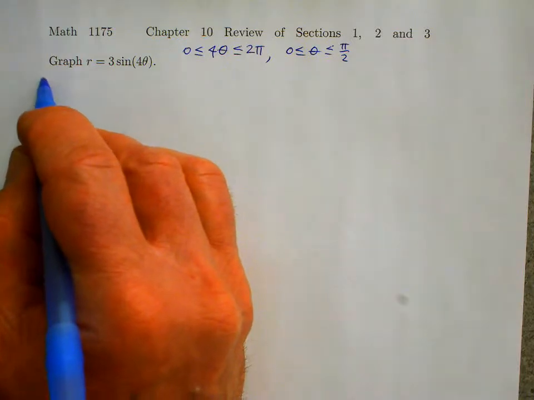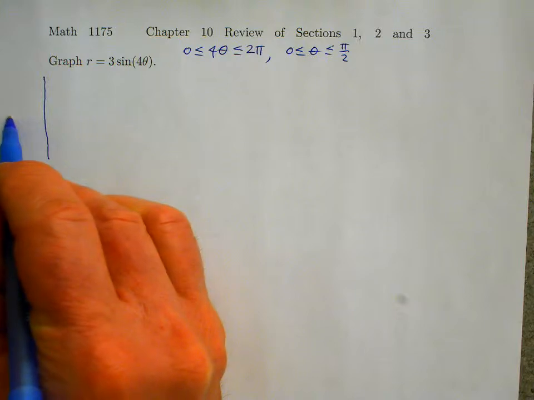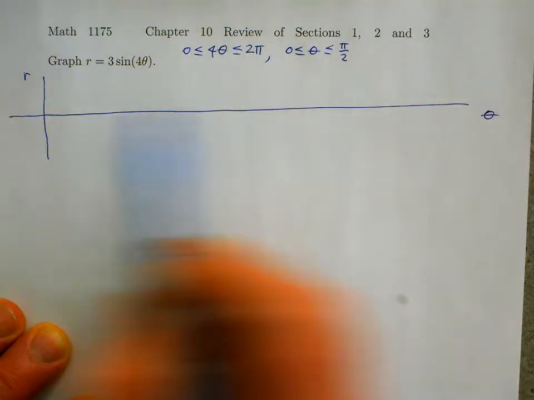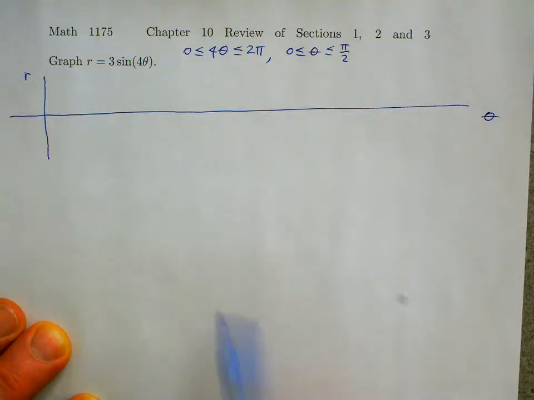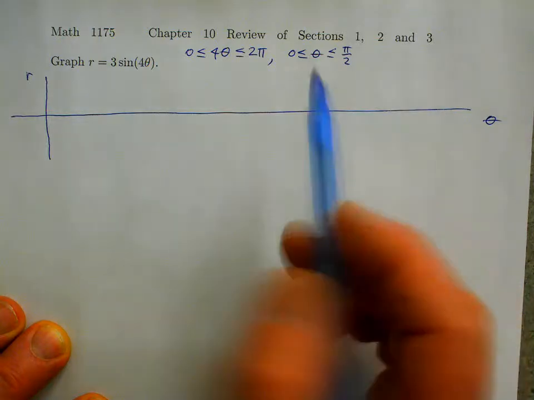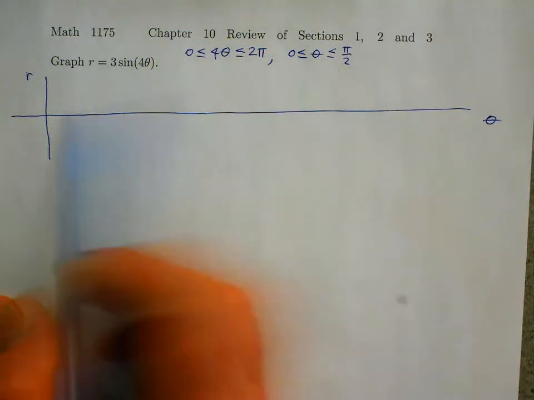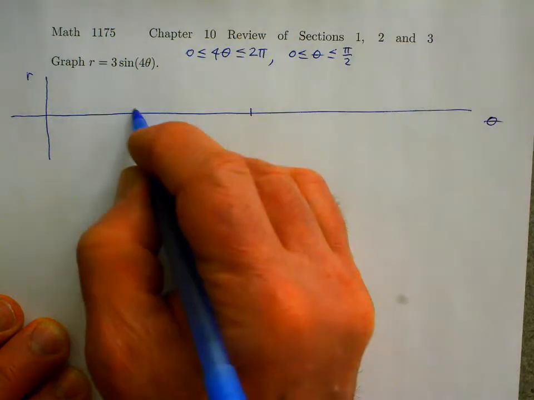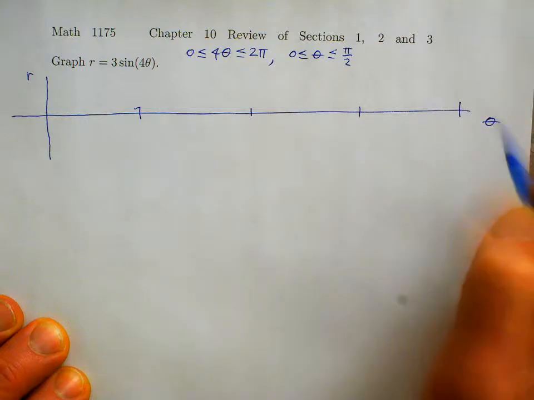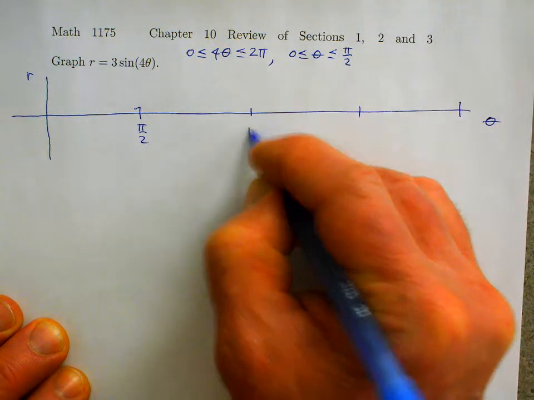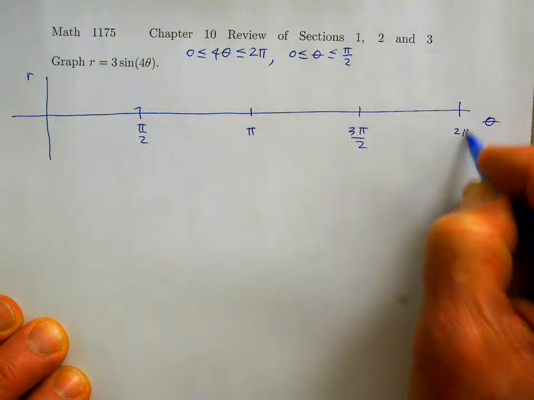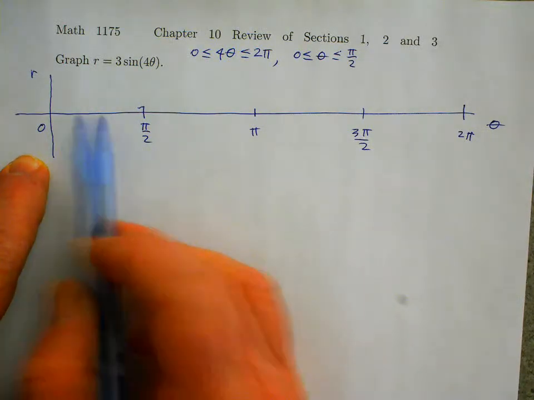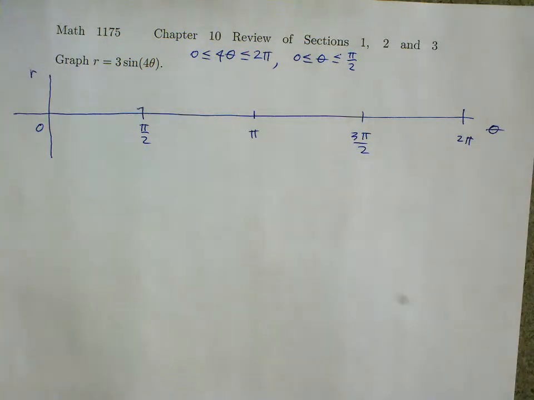So what we'll do is we'll sketch a graph of that equation in Cartesian coordinates. And then we'll use that graph to graph the polar equation. So between 0 and 2 pi, we have 4 periods of this function. So this will be pi over 2, pi, 3 pi over 2, and 2 pi. And between 0 and pi over 2, we're going to subdivide that into four subintervals of equal length. Each one will be length pi over 8.